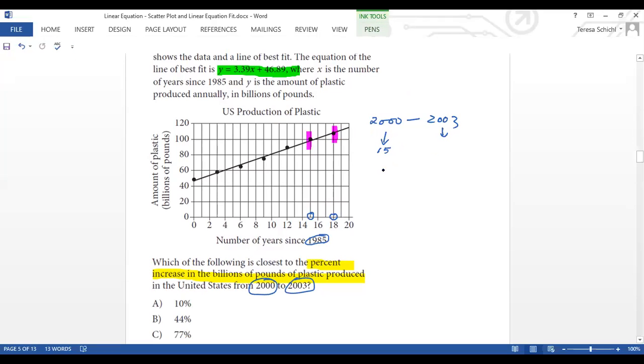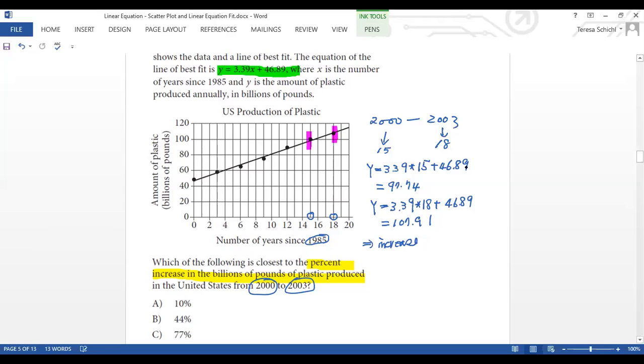So I know y is equal to 3.39 times 15 plus 46.89. What is this one? This will give you 97.74. Then for 2003, x equals 18, so it's 3.39 times 18 plus 46.89 here. So it will be 107.91.